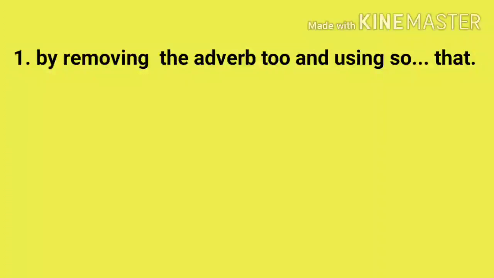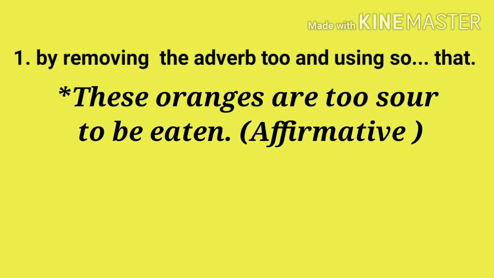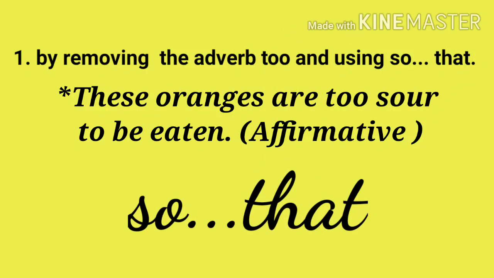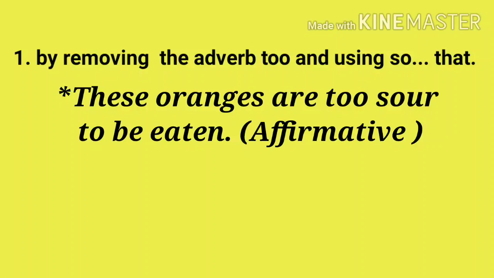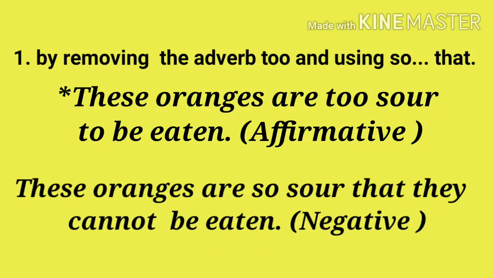Okay, let me give you one more example. These oranges are too sour to be eaten is an affirmative sentence. Now, if you have to change this into a negative sentence, you have to remove the adverb to in the sentence and replace it by so that. Right? So, for example, these oranges are so sour that they cannot be eaten. And this becomes a negative sentence because we have a negation cannot in it.